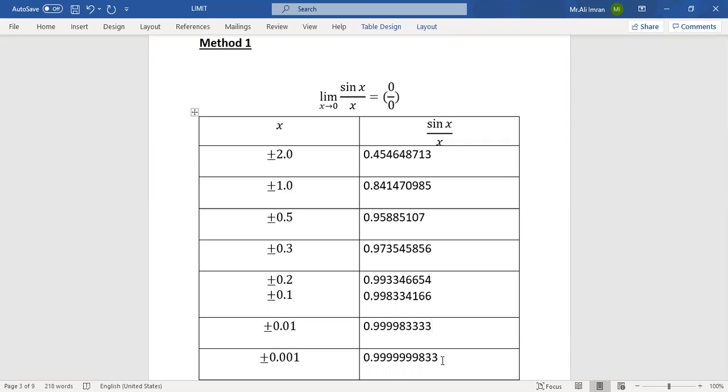This approach is cumbersome, it requires a lot of time, but we can use this concept to understand the concept of limit.